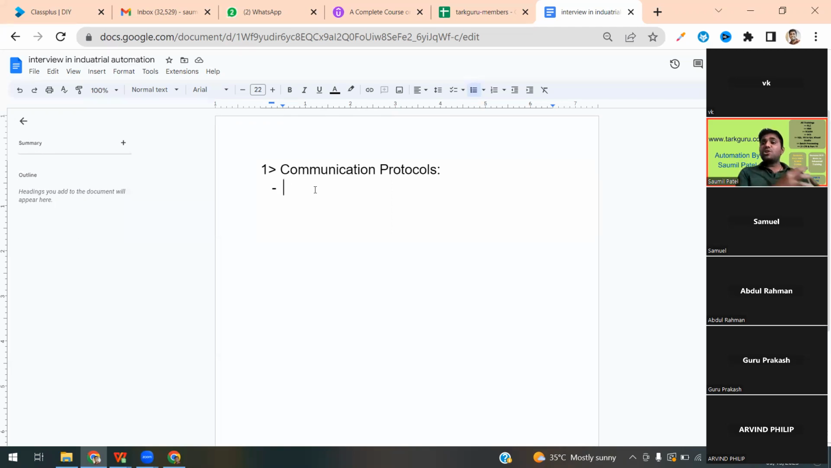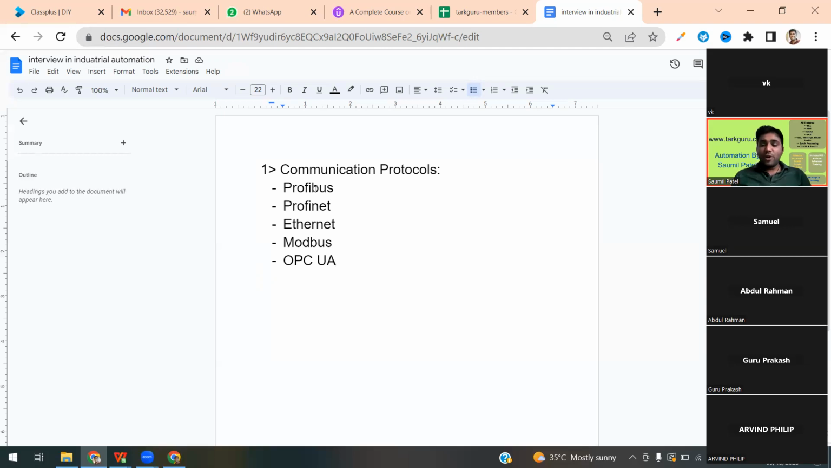First of all, you need to know the types of communication protocols used in industrial automation. Majorly you need to know Profibus, Profinet, Ethernet, which is TCP/IP, Modbus, which is really important, and OPC UA. If you know at least these communication protocols, then you will definitely crack that question.